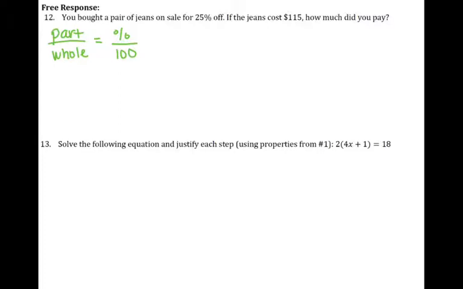Okay, so if the jeans cost $115, how much did you pay? So the $115 represents how much the jeans cost in its entirety. So that's going to be the whole. So 115 on the bottom. I don't actually know which part I'm going to take off. I'm going to take 25% off, but I don't know exactly how much that is yet. So that's going to be my X. My 25% is on top, 100 on the bottom.